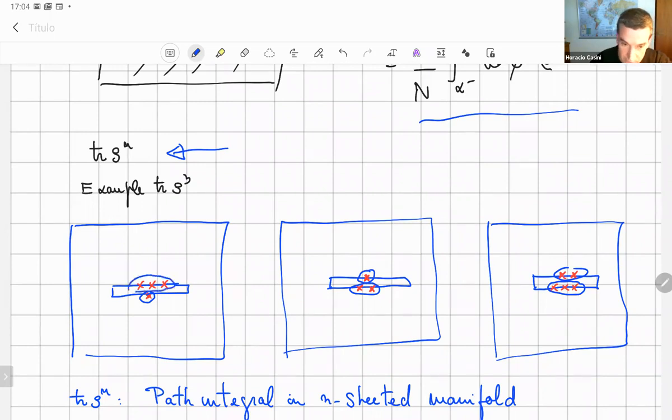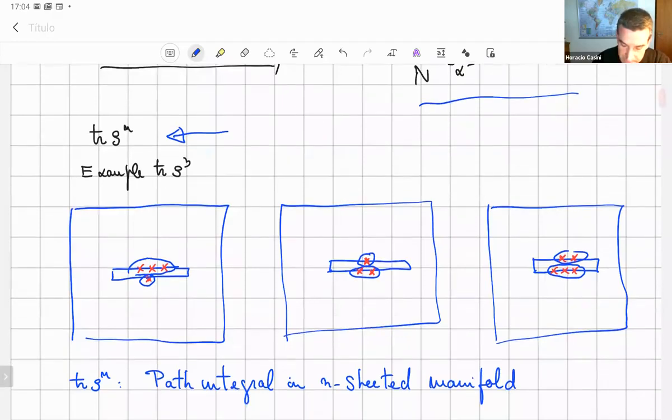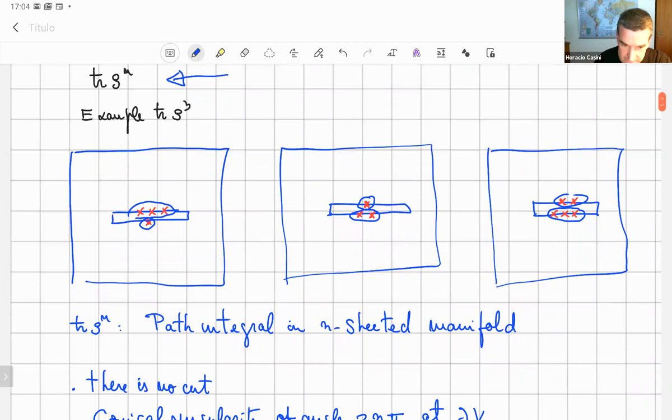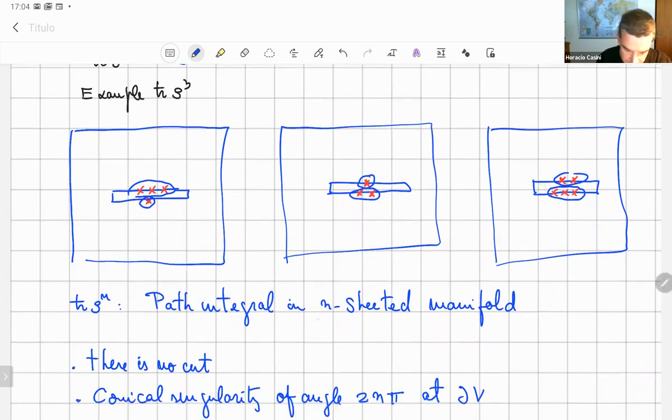And then at the end, you don't have any boundaries, so the path integral over this manifold is just a number that is the trace of rho to the cube. So the path integral is over an n-sheeted manifold, where n is the power of the density matrix, which has some identifications along the cut over the region V.